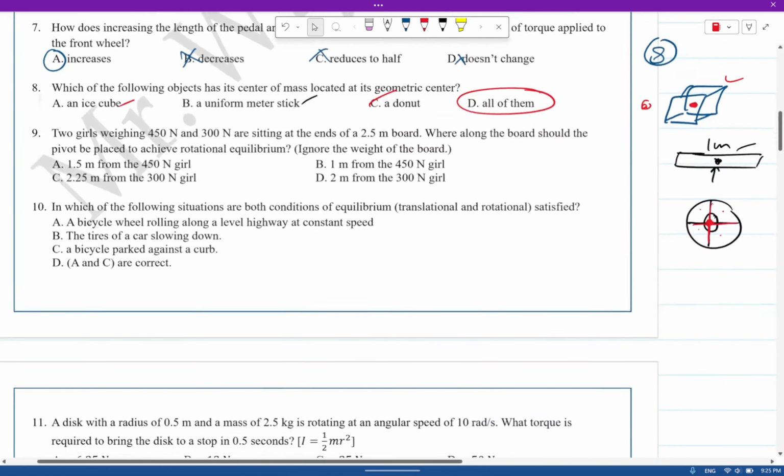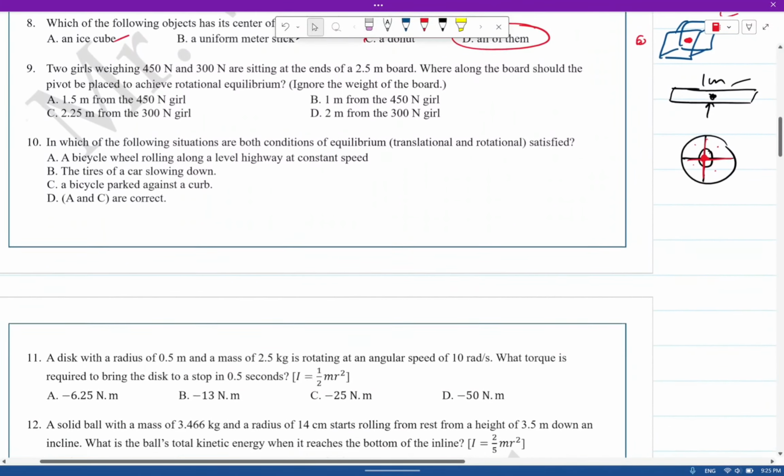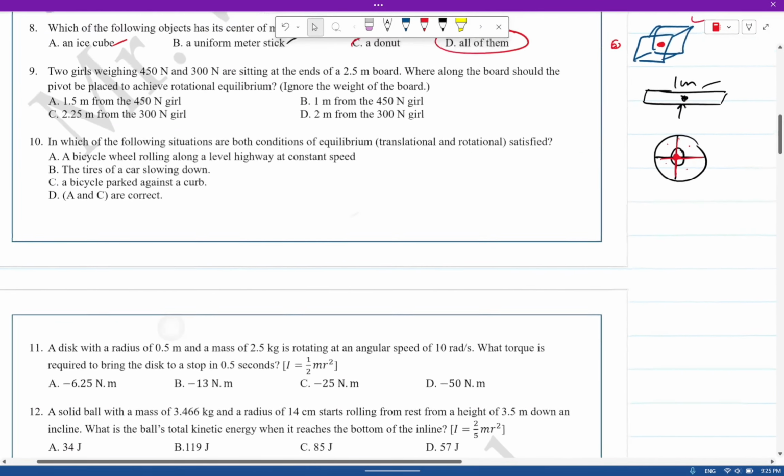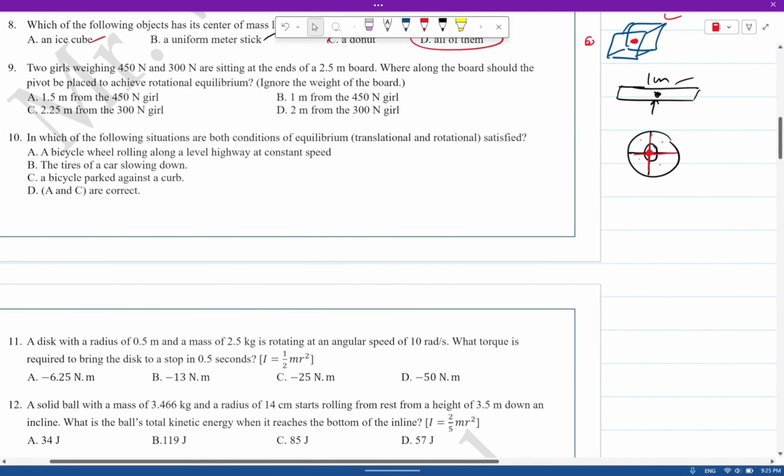Okay. Now, question 9 here. It says 2 girls weighing 450 and 300 Newton are sitting at the ends of a 2.5 meter board. Where along the board should the pivot be placed to achieve rotational equilibrium? Ignore the weight of the board. This makes it a little bit easier.